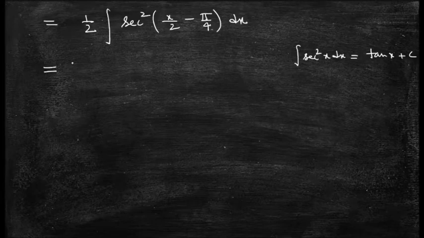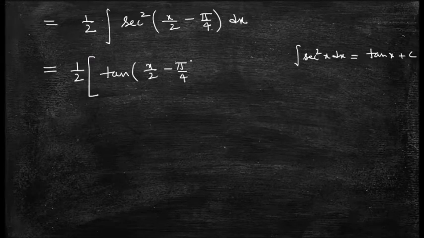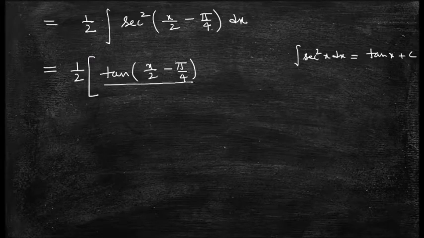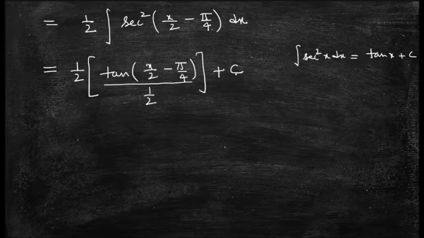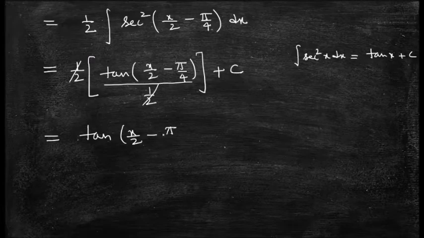So I can write it directly, half times tan of x by 2 minus pi by 4. As it is not simply x by 2, that multiplicand will get divided. So 1 by 2 gets divided, plus c. Now this 1 by 2, this 1 by 2 get cancelled.